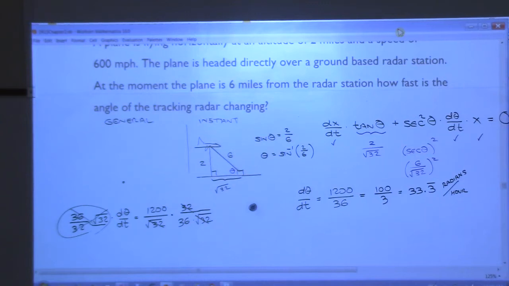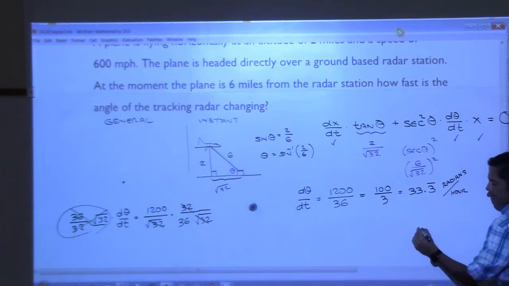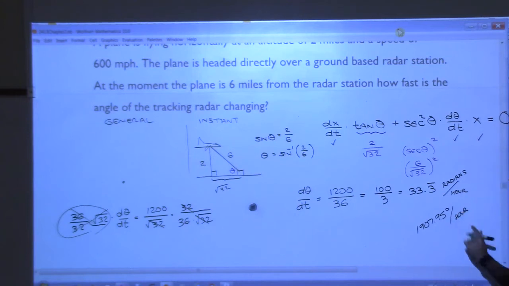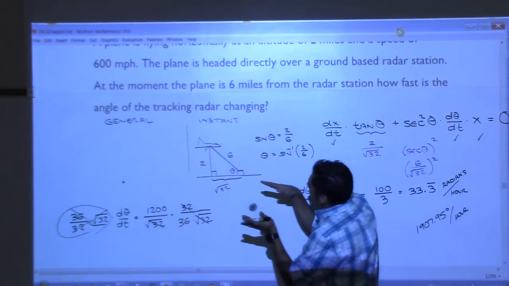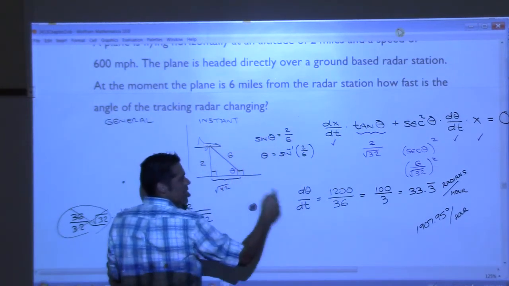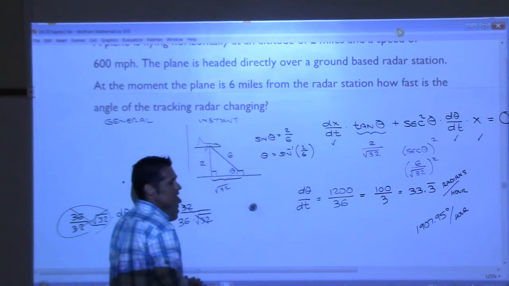Now, do y'all remember how to convert from radians to degrees? Multiply by 180. So someone on their calculator, take this, multiply by 180, and divide it by pi. And what would that be? It's going to be a big number. 1907.895 degrees an hour. So when the plane's flying over, at that instant in time, when it's 6 miles away, the angle is changing at a rate of 1,907 degrees an hour.